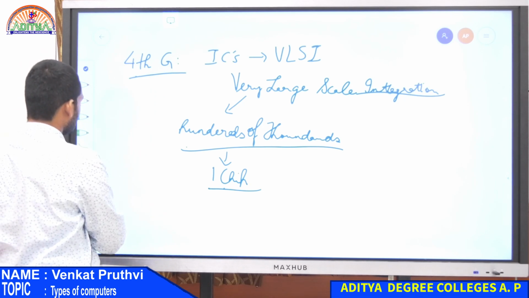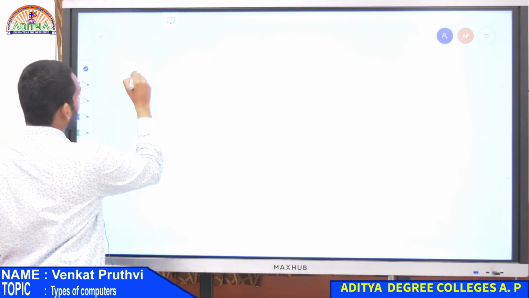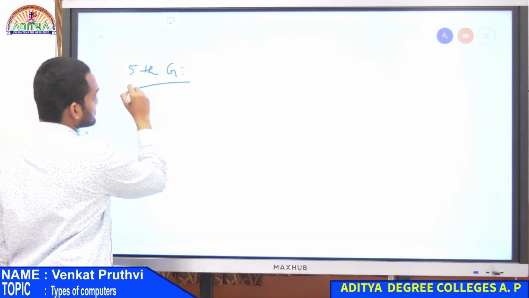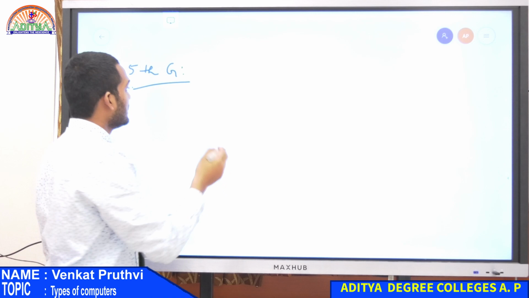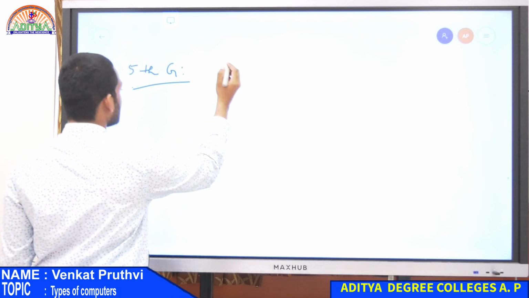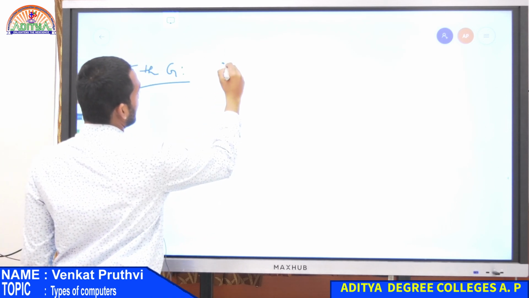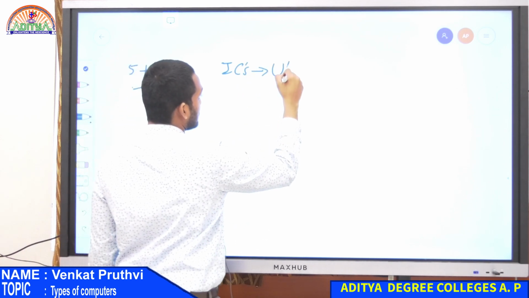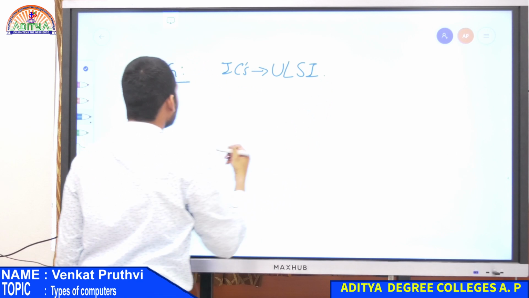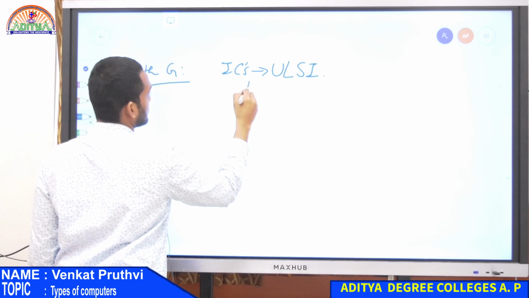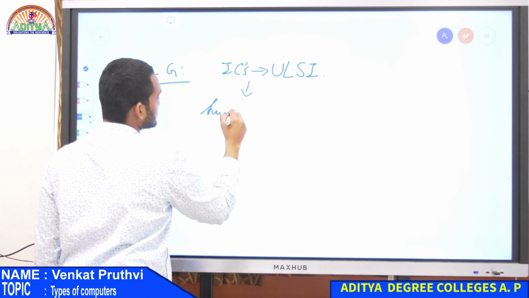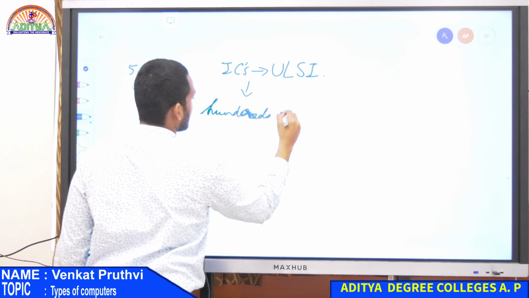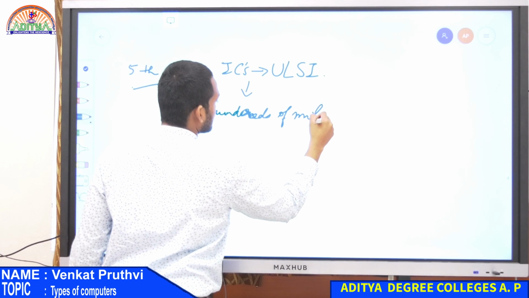And then what do you have in the fifth generation? In the fifth generation, we evolved even more and we started to use ICs with new technologies like ULSI. This had hundreds of millions of transistors or circuits.